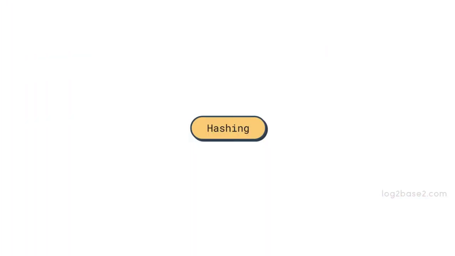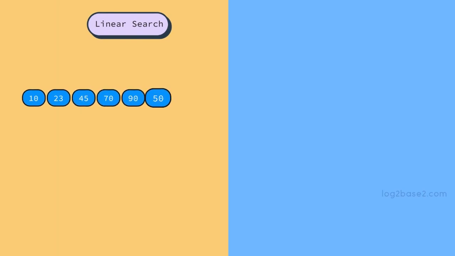Likewise, in hashing, every value will be associated with a key. Using this key, we can point out the element directly. In this video, we will learn how hashing improves searching performance. Let us take an unsorted array of 8 elements and perform linear search.